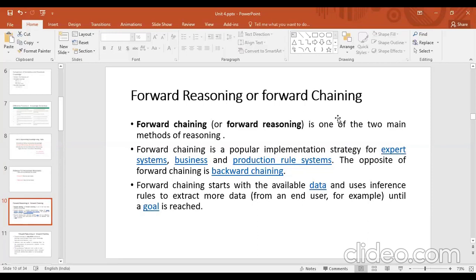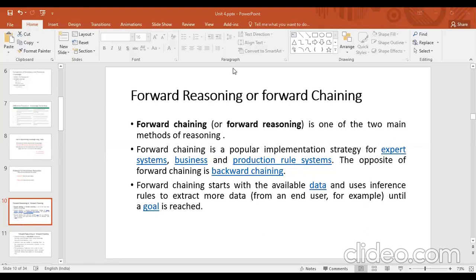Now forward chaining is one of the two main methods of reasoning. Forward chaining is a popular implementation strategy for expert systems, business and production rule systems. The opposite of forward chaining is backward chaining.